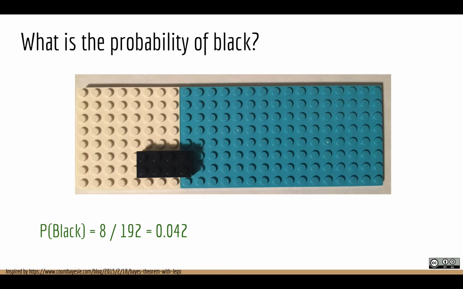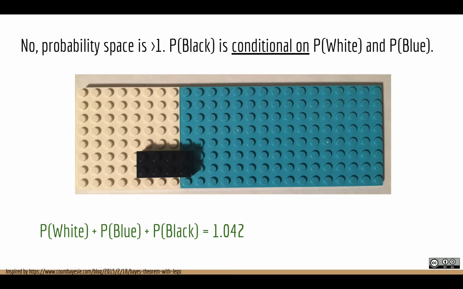Anyone have a sense of what's wrong with that? What have we done if we think about it that way? You added more than 1. Right. We violated the rule that the entire probability space has to add up to 1. Because now we've got 0.33 plus 0.67 plus 0.04, which adds up to 1.042. So that's bad. And this is where conditional probability comes in.